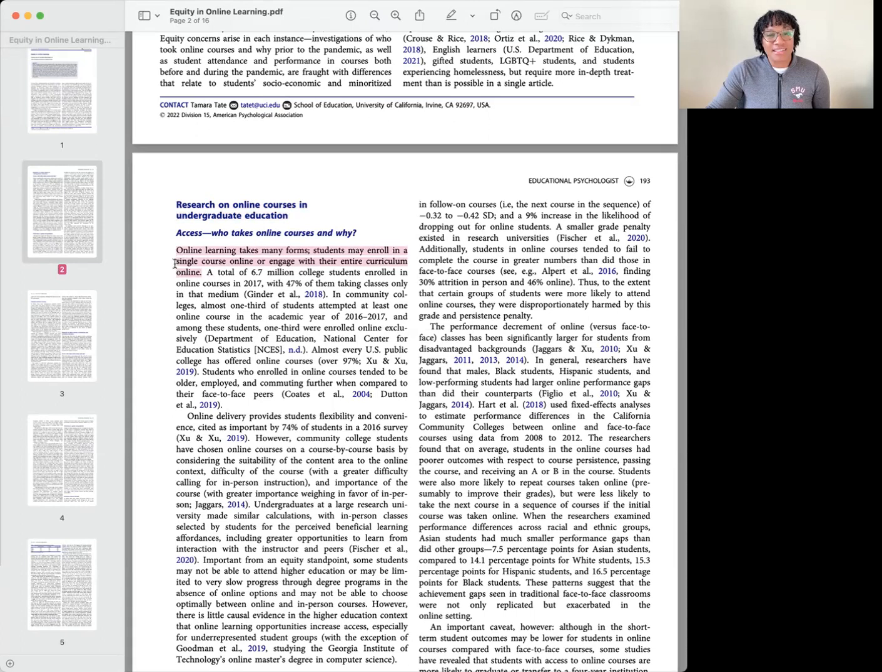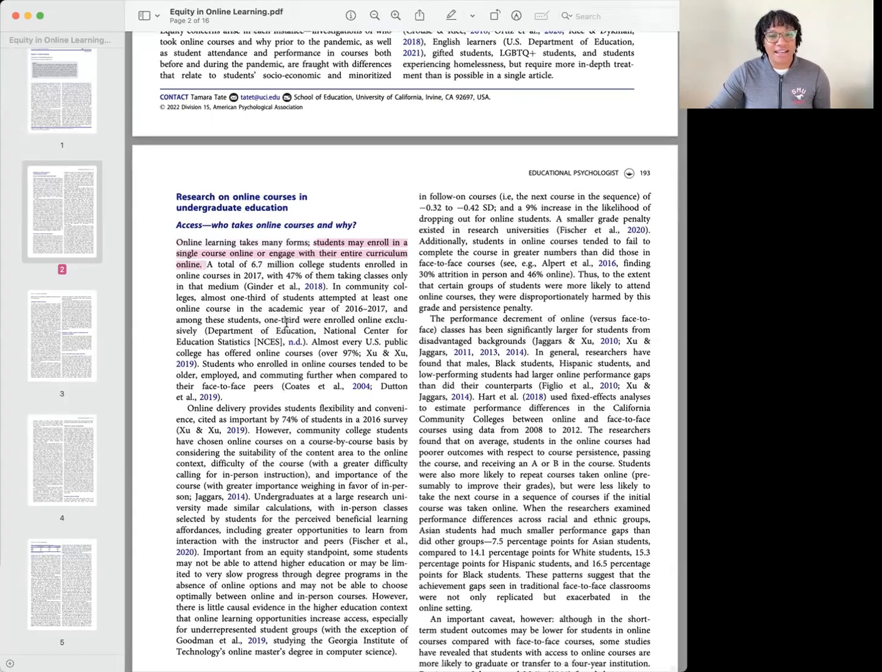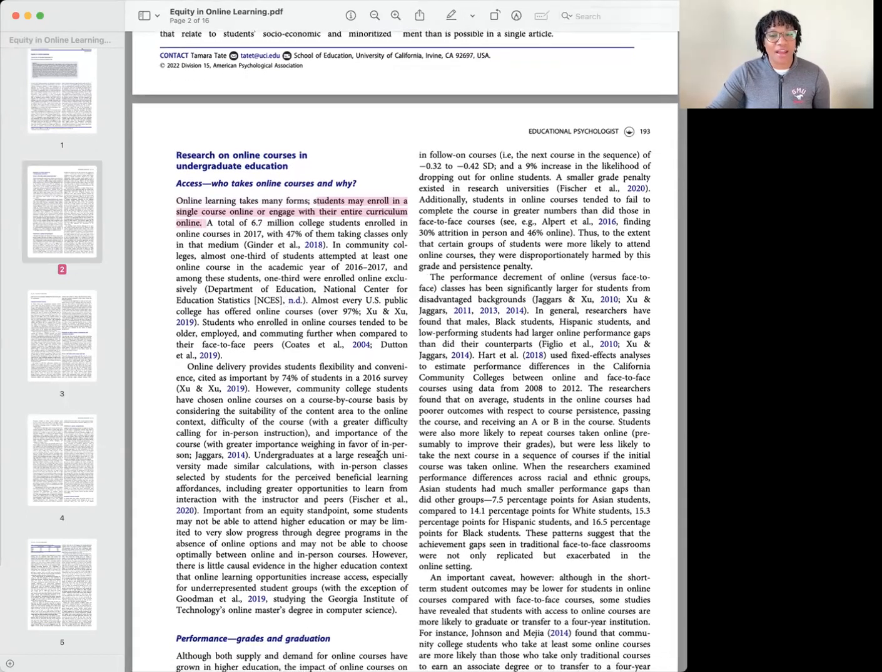So this answers what research on online courses did they do for undergraduate education? They start off by saying it takes many forms, and then they explain exactly what that is. You see? Voila. So now I have my first major detail, and I didn't necessarily have to read the whole thing. I was just able to figure it out.